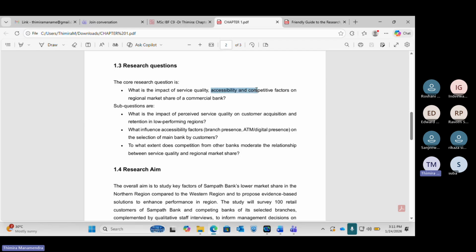I prefer if you can take this off and use these as your testing factors. Service quality can depend on the accessibility the customer has. Service quality can depend on the competitors' offerings. If we bring that into the question, what are you going to test? So that is one thing. And here you are saying on regional market share of a commercial bank.